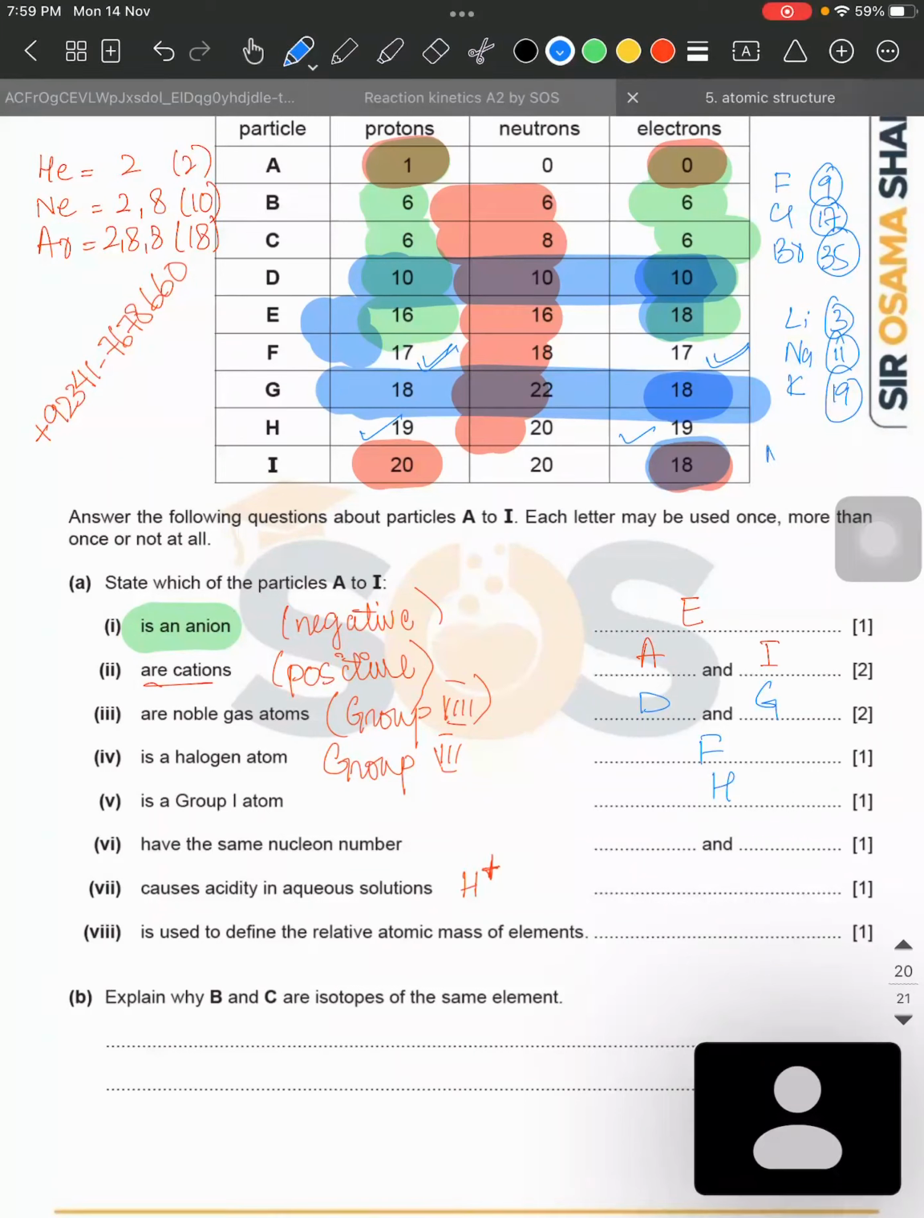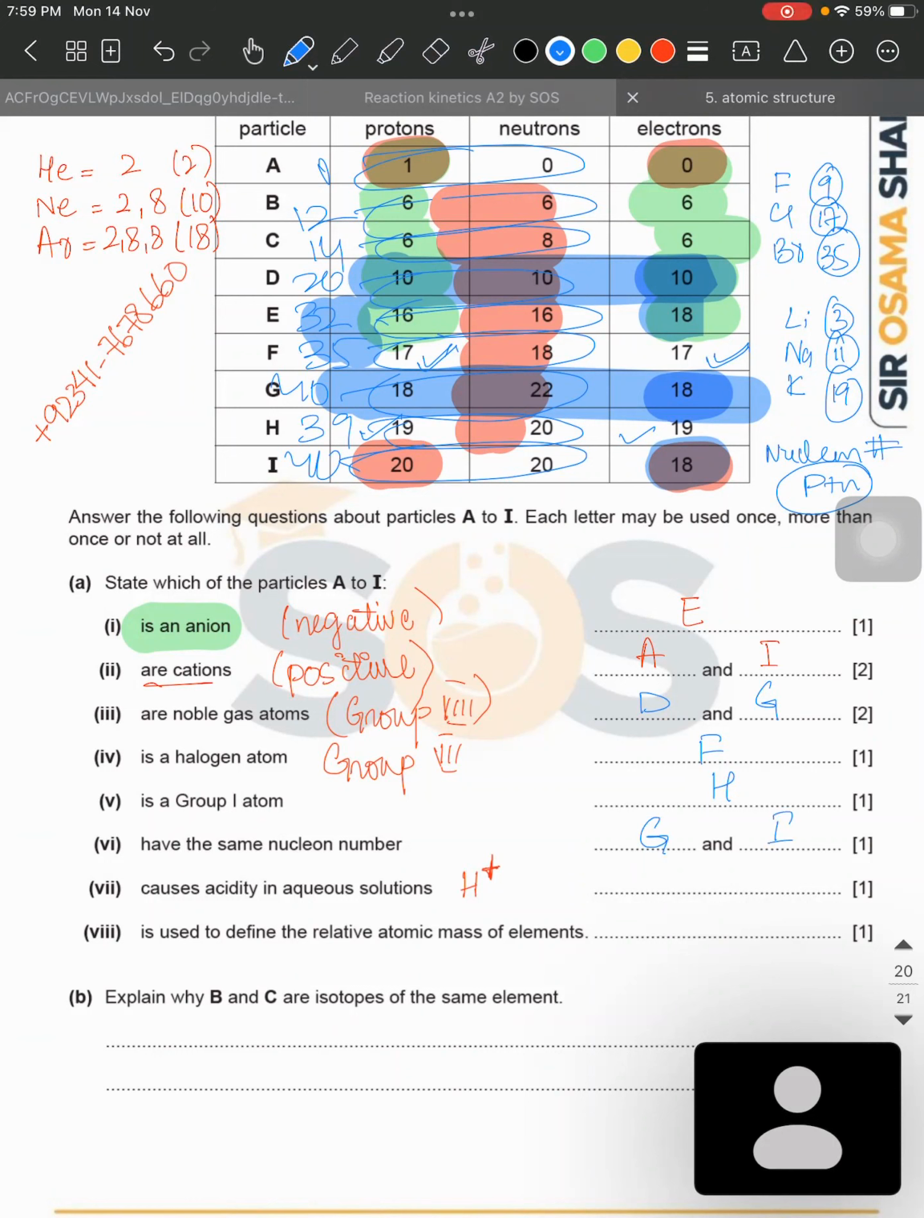We know that nucleon number क्या होता है बच्चों? Nucleon number is actually the sum of protons and neutrons. The sum of protons and neutrons किसका same है? This is 1, this is 12, this is 14, this is 20, this is 32, this is 35, this is 40, this is 39, this is 40. So it means G and I are same.